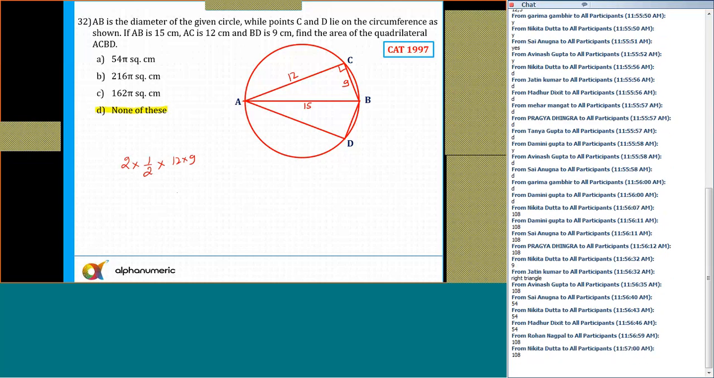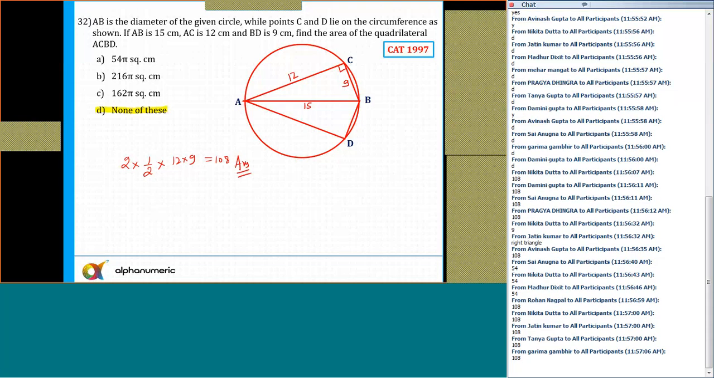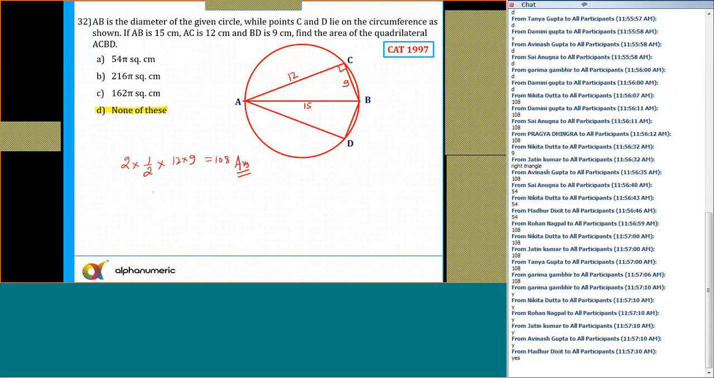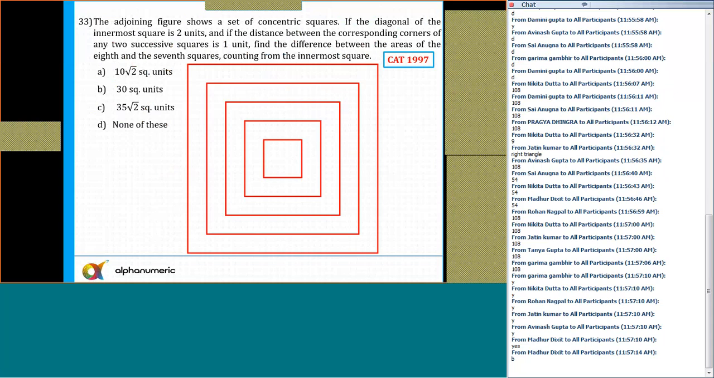The total is 108 here, so that's the correct answer. This was also easy. Can I move to the next question? 33. What is the answer for 33? Please tell me.